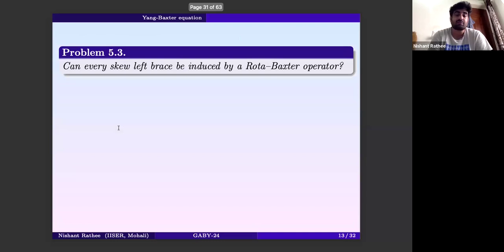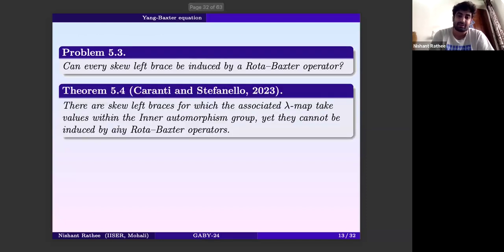So the real non-trivial question is: suppose you have a group G, so that its associated lambda map takes values inside the inner automorphism group of G. Then can that skew left brace structure be induced by a Rota-Baxter operator? This is a non-trivial question, and this is proved by Kranti and Stefanello in 23. So there are skew left brace structures for which the associated lambda map takes values inside the inner automorphism group, but they yet cannot be induced by any Rota-Baxter operator.